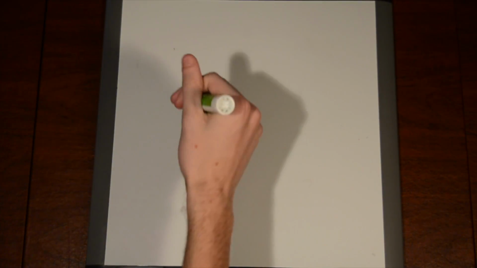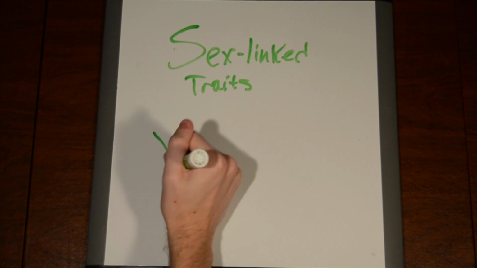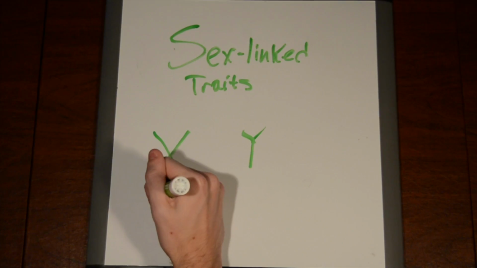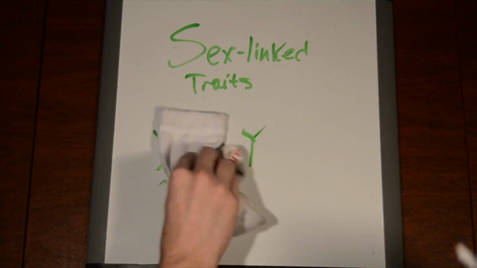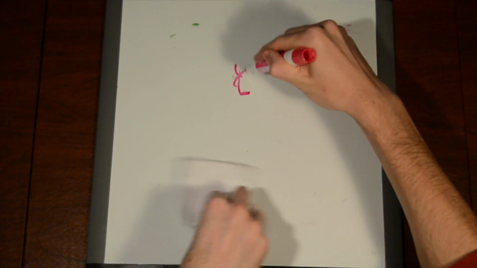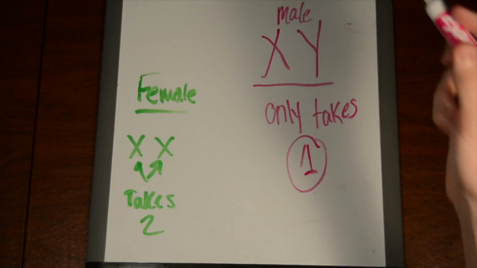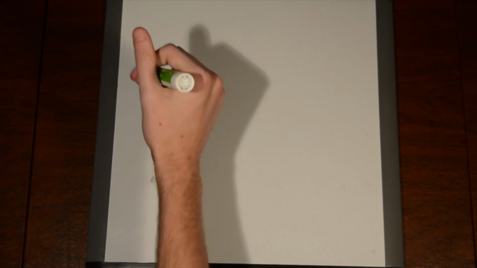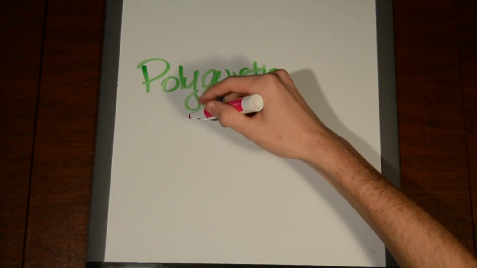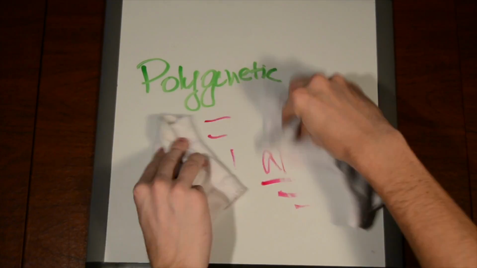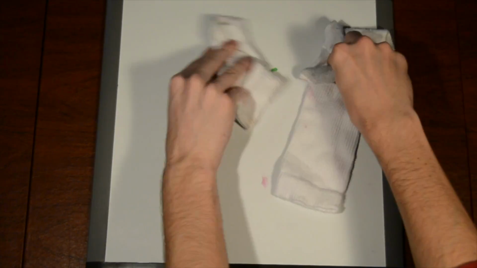The third case is sex-linked traits, which are traits located on the X or Y chromosome. All the traits you will study will be located on the X chromosome. Knowing this, since females have two X chromosomes, it will take two alleles to get a trait to express. Since males have both X and Y chromosomes, it only takes one allele to get it to express. The last case is called polygenic, which is when many genes control a single trait. Most human traits work this way and result in a wide range of phenotypes.